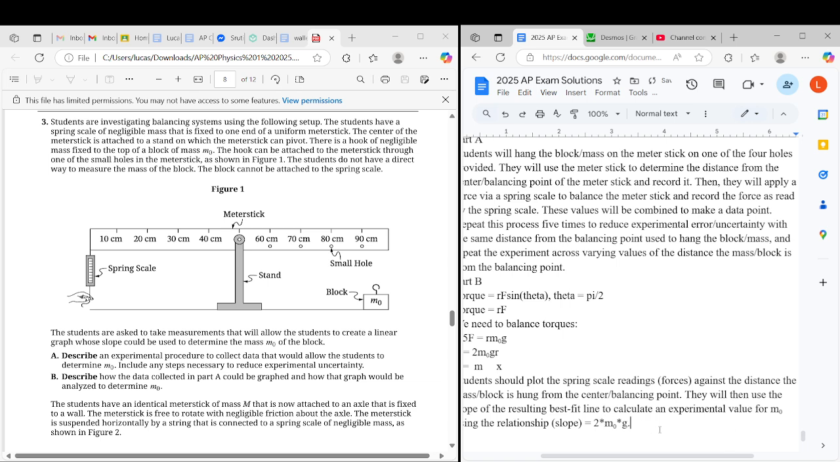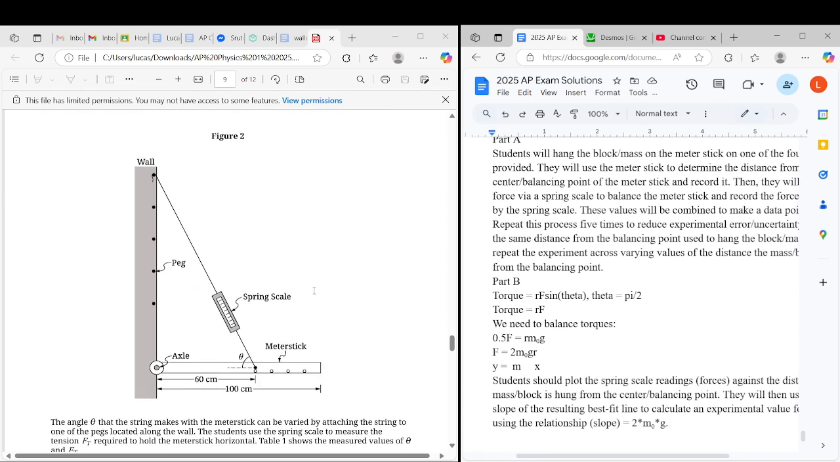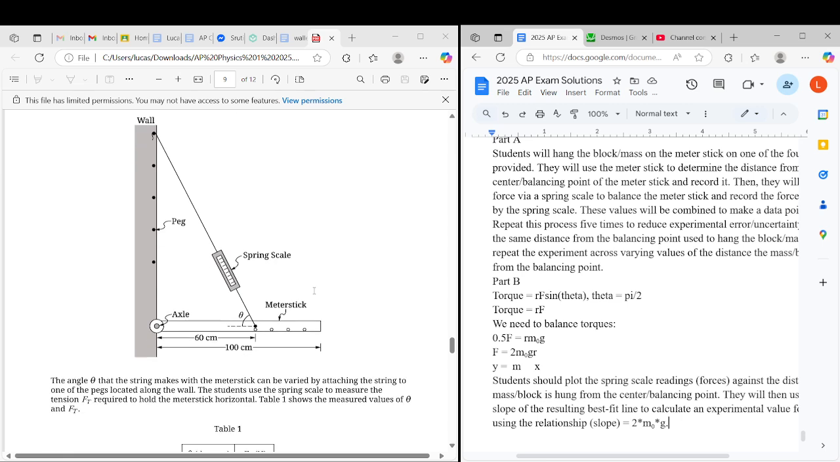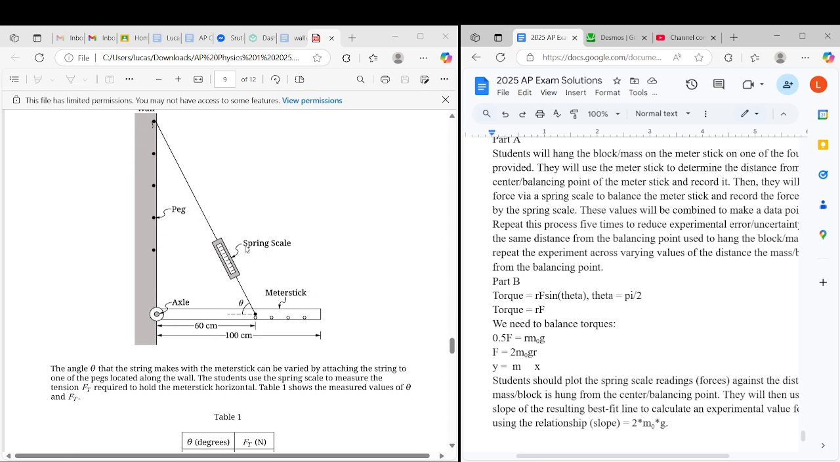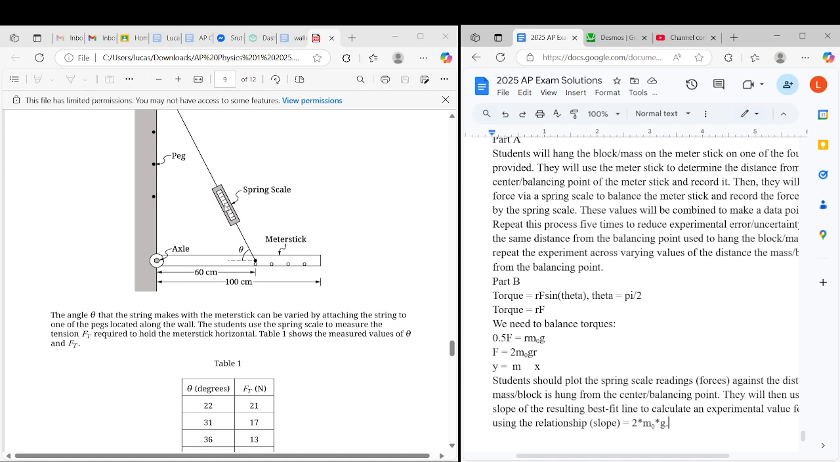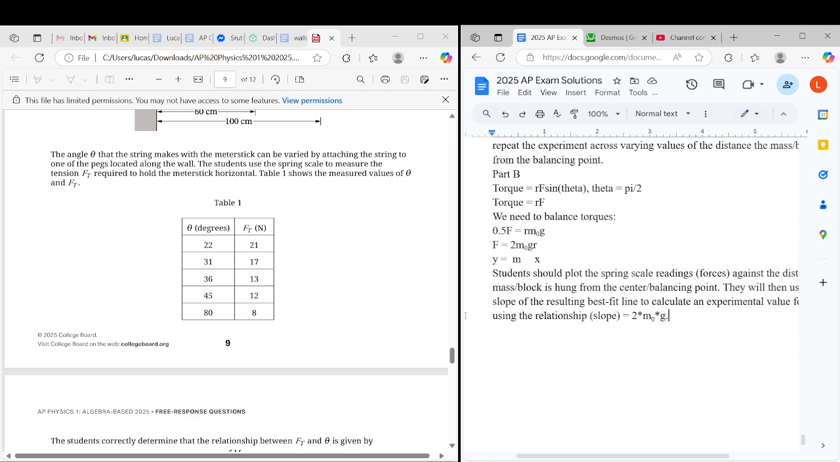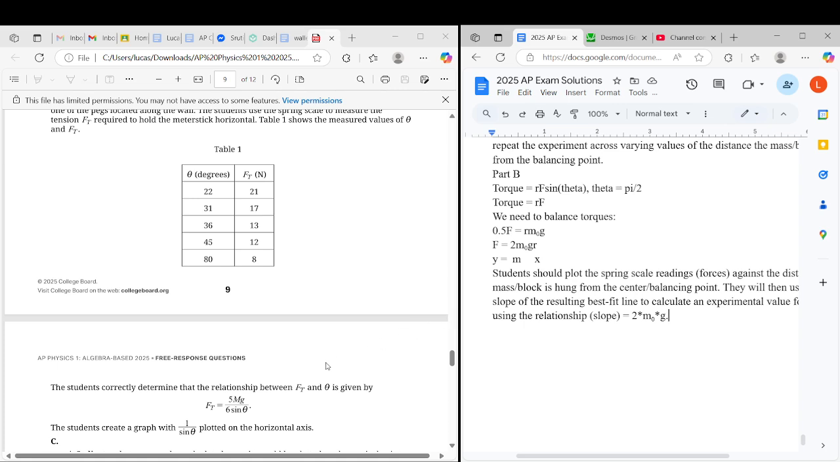So there you go. That's the first part. That's the design part. Now we're moving on to the analysis. We're given a completely different scenario where the meter stick is being used, and we're given the angle that the string makes with the meter stick and the tension force that's recorded by the spring scale. So here we have a table with the angles and forces, and the relationship, tension equals 5 mg over 6 sine theta.